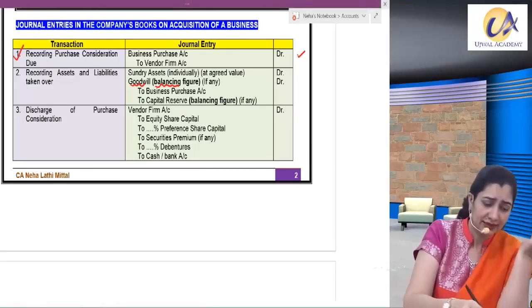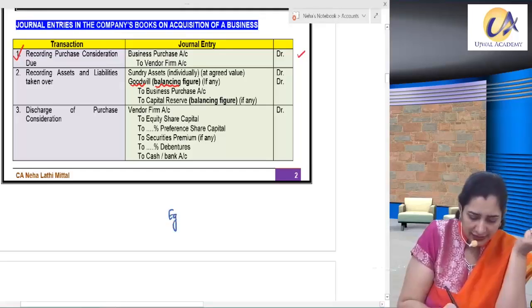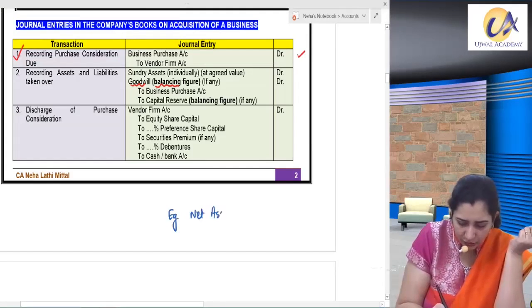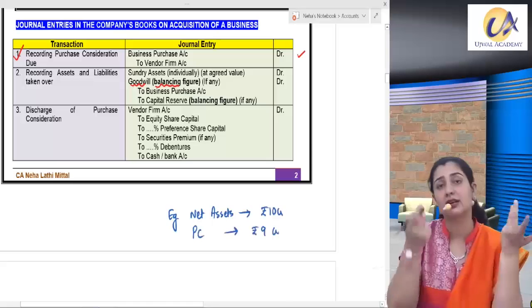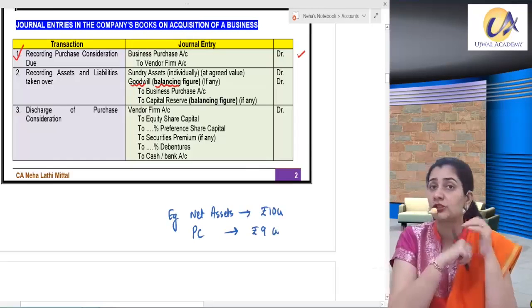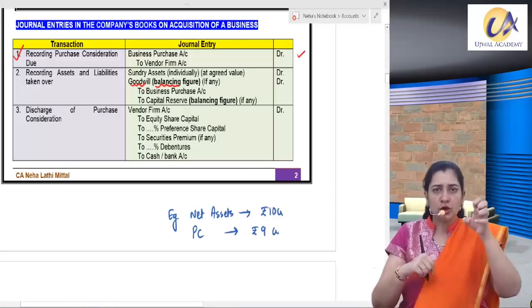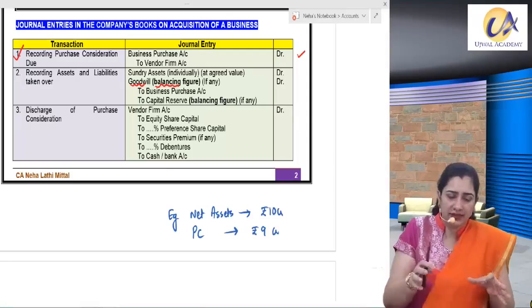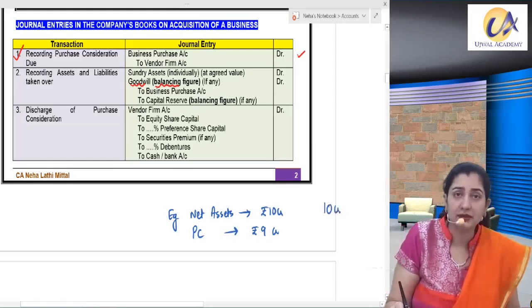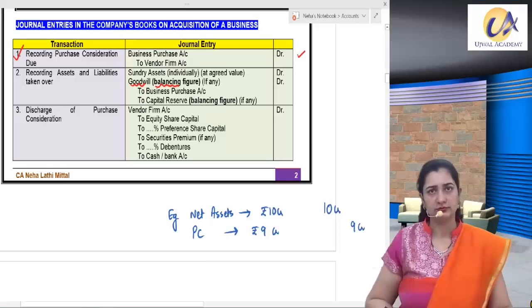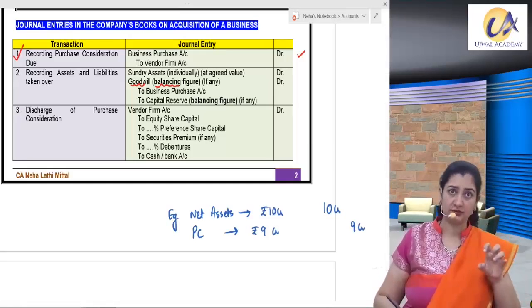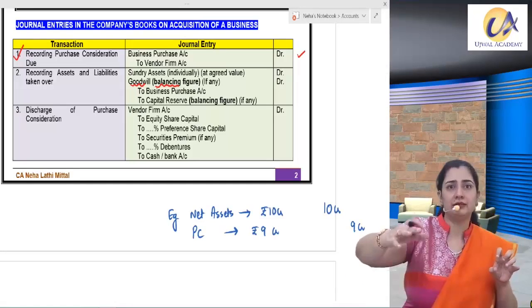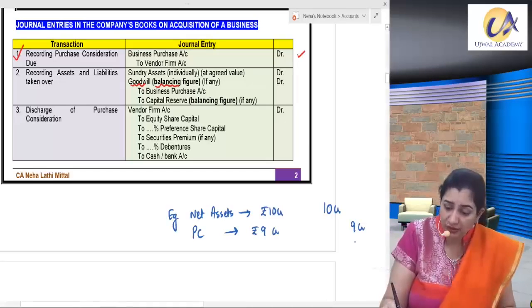Meaning, another example: if the net assets we have taken over are 10 crores and the purchase consideration we are paying is 9 crore. If this happens, then what will change? You will say assets account debit, net 10, right? So a debit of 10 is coming. Credit you are giving only 9 crore, isn't it? Because what is coming is 10, but the payable amount is only 9.